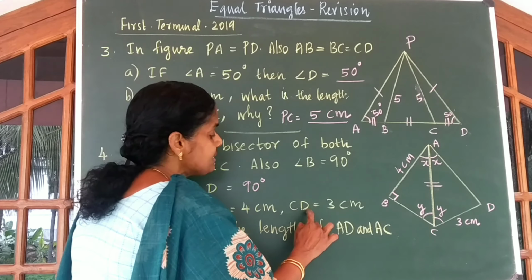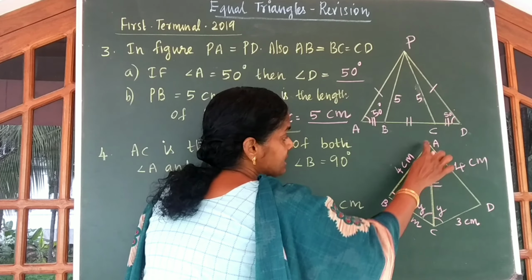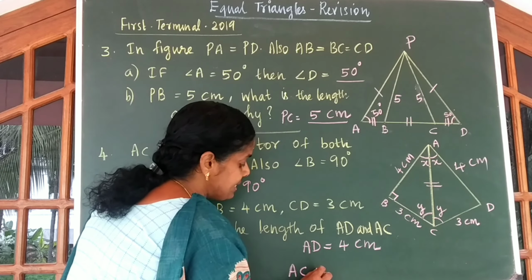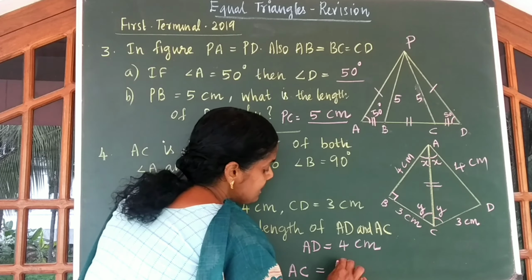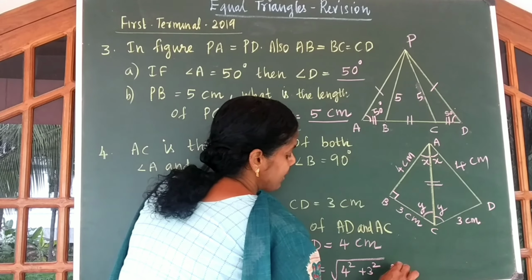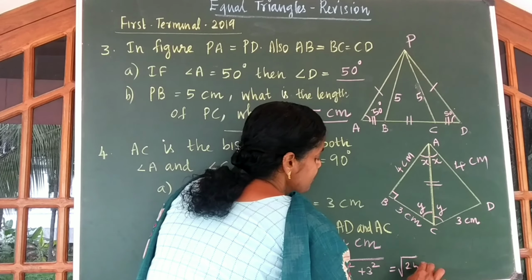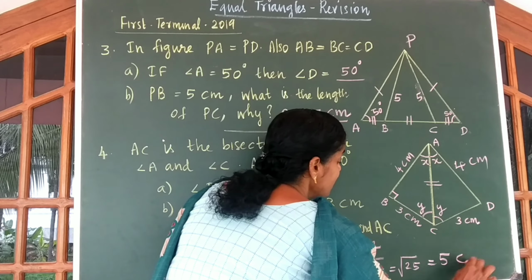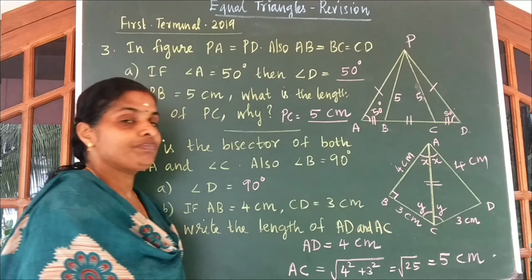Now, the measure of AC. Now, what is AC, children? We know ABC is a right-angled triangle in which two sides are given to be 3 and 4. So, opposite to 90 degree, we have the hypotenuse AC. Hypotenuse is equal to root of base square plus altitude square. So, you get root of 25 which is equal to 5 centimeter.